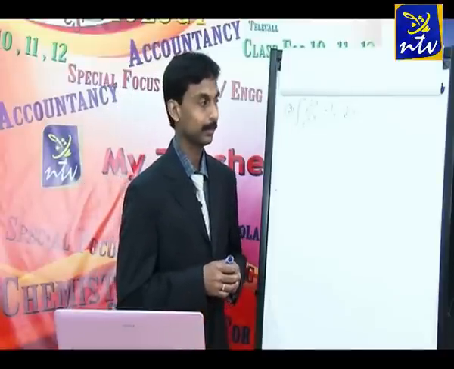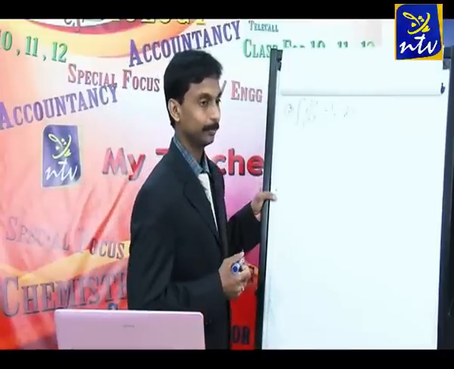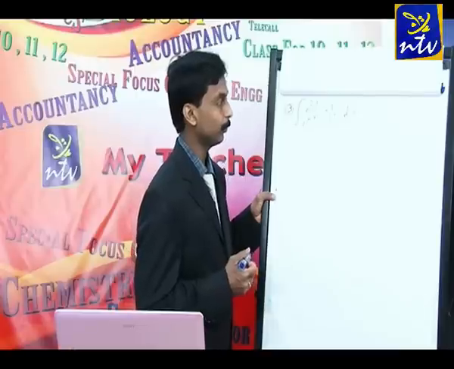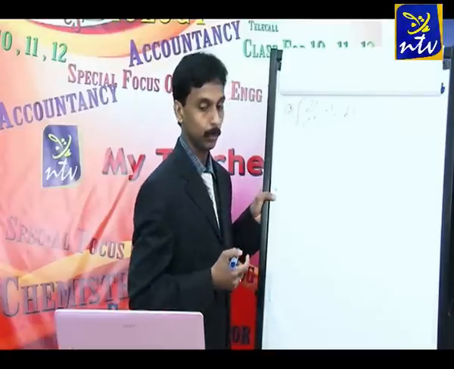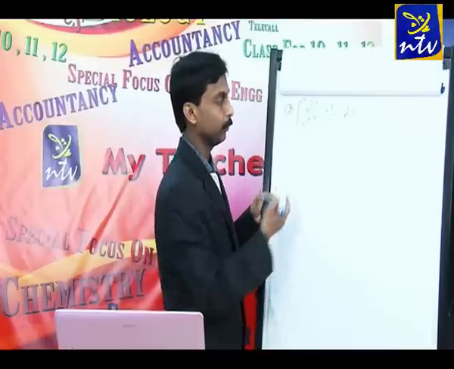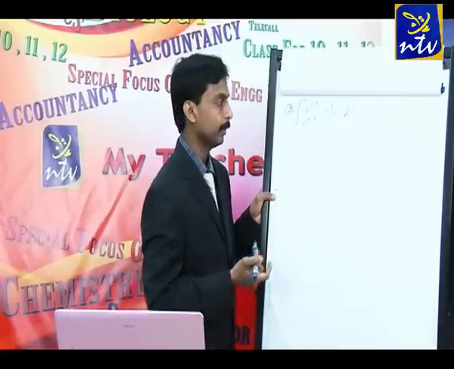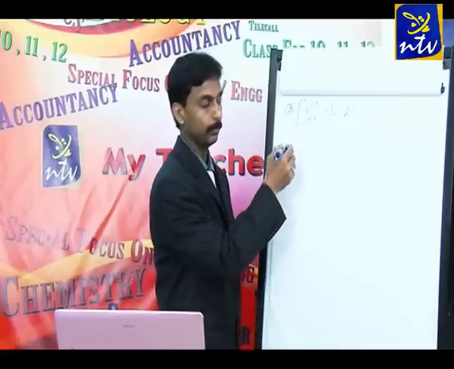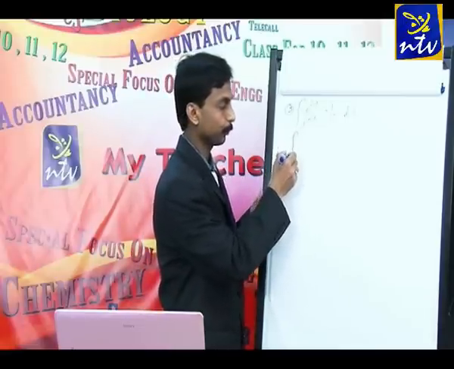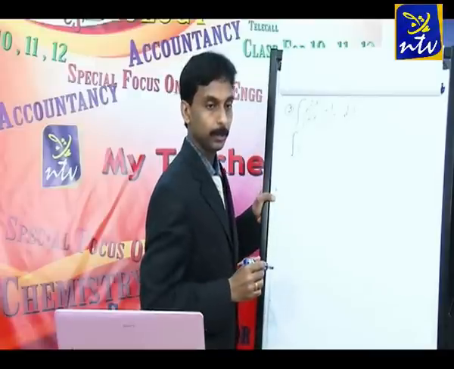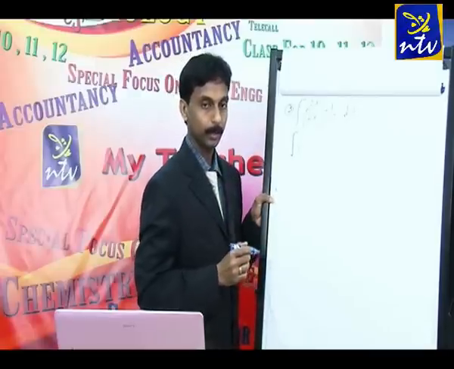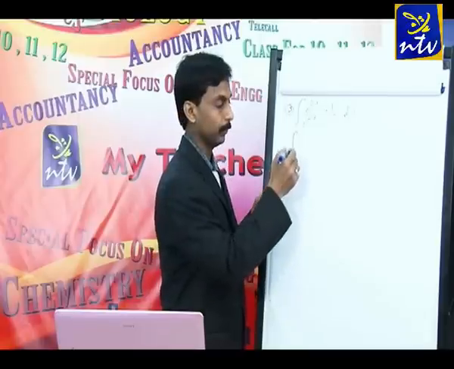Okay, welcome back. Now the next question: the integral of (e raised to 2x minus 1) divided by (e raised to 2x plus 1) dx. This is a very simple question. It is very easy to do. Multiply both the numerator and denominator by e raised to minus x.